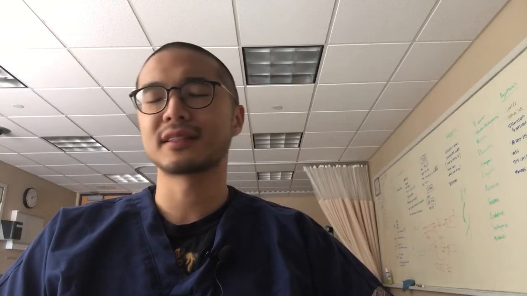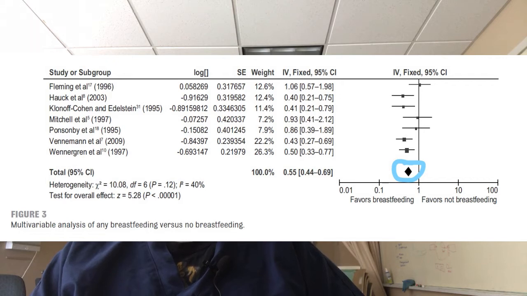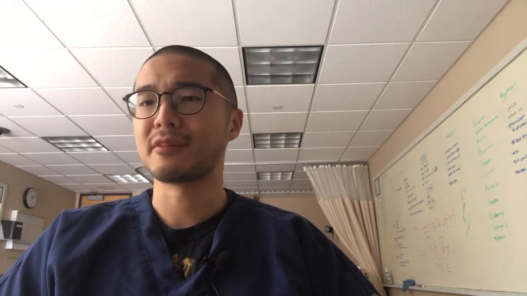So the summary odds ratio is 0.55, and the confidence interval doesn't cross 1. So what does this mean? The multivariable summary odds ratio took into account, they controlled for, other factors. For instance, the mother whose baby died of SIDS who didn't breastfeed, maybe their baby slept on their stomach, or maybe they were just very young, or maybe they came from a lower socioeconomic status. And so these are the factors that they controlled for.